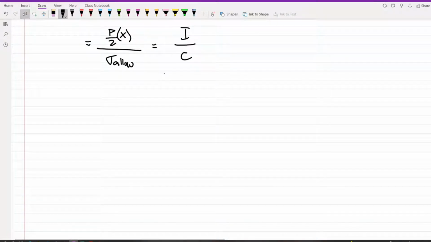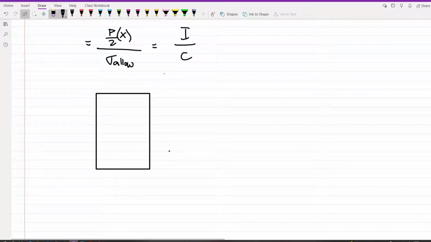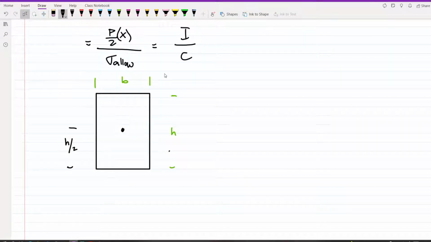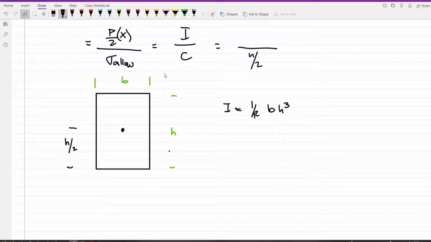Centroid muna tayo. Drawing ulit natin siya. Ang C natin, kung meron tayong base, meron tayong height, ang C ay laging H over 2. Ang I, ano ang I? I is equal to 1 over 12 BH cube.